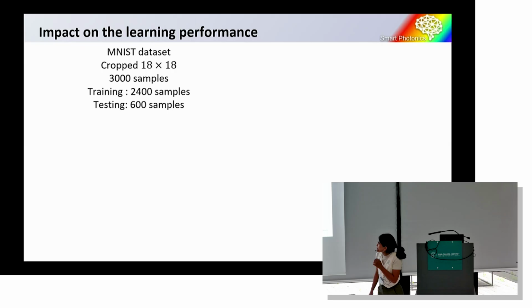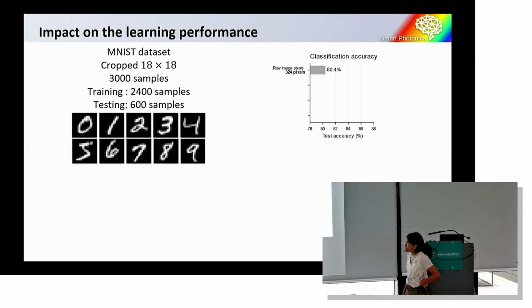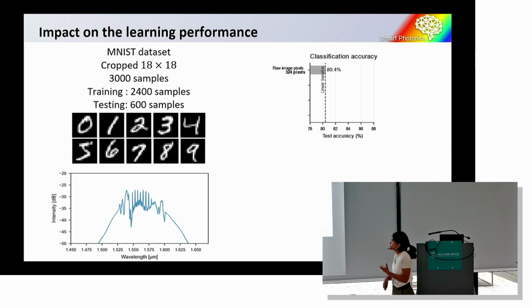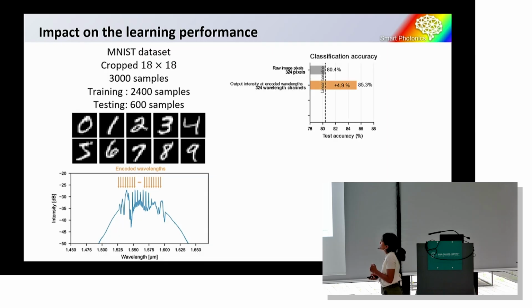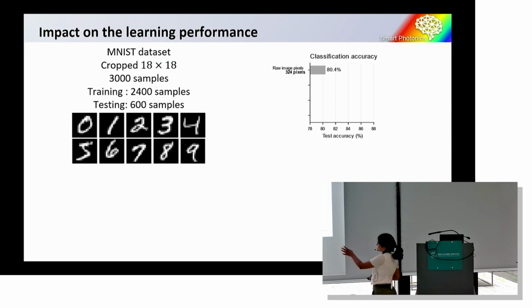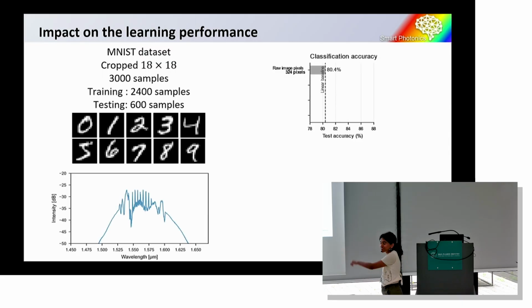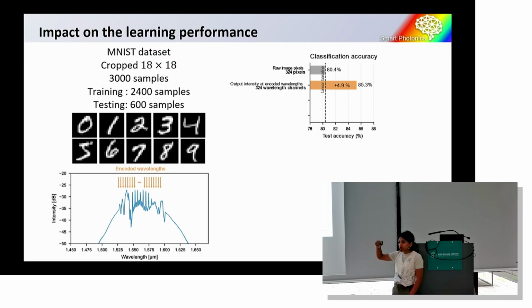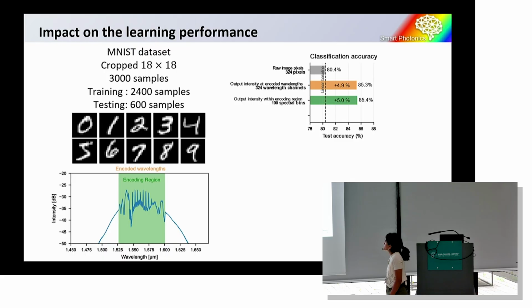Okay. So we start with the MNIST dataset that's cropped, and we use 2,400 samples for training and 600 for testing. When we look at the classification accuracy for just the raw pixels, we see it's 80.4%. And if we look at just the encoding wavelengths that we've used, the intensities, and we do the linear regression on those, we see an improvement to the accuracy.